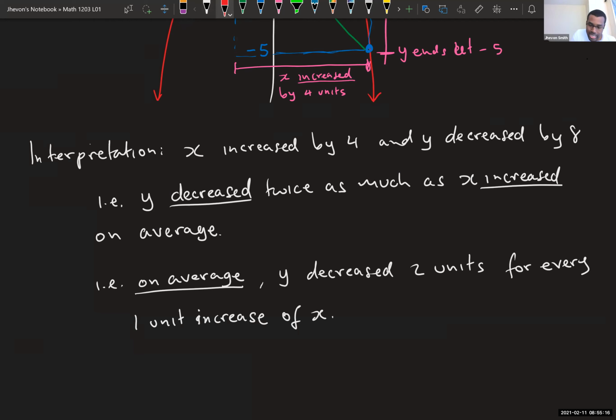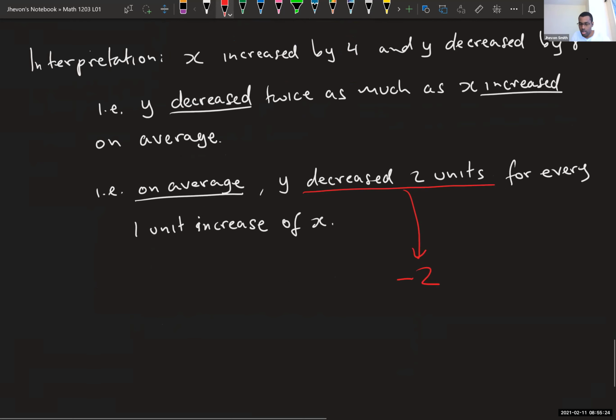Now that part, decreased by 2 units for every 1 increase, that leads to the notion of a -2 average rate of change compared to x. Okay. So every time x moves 1 unit over, on average, the y falls 2 units. And that is therefore represented by a negative. Y loses 2 units, so it's a -2. But this is on average. For every 1 unit increase, y decreases 2 units.